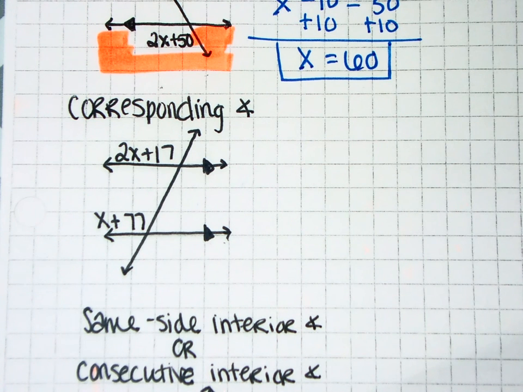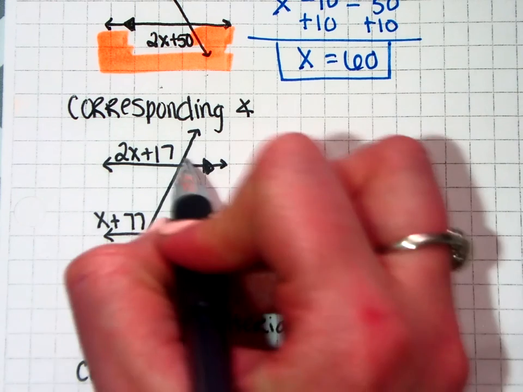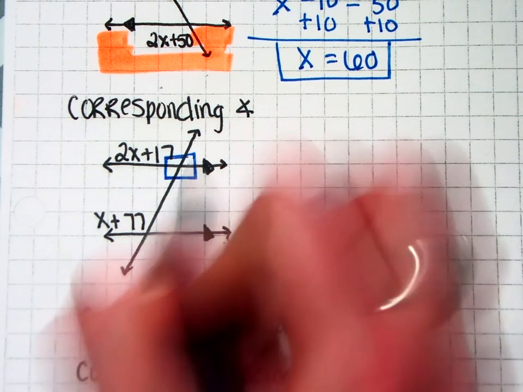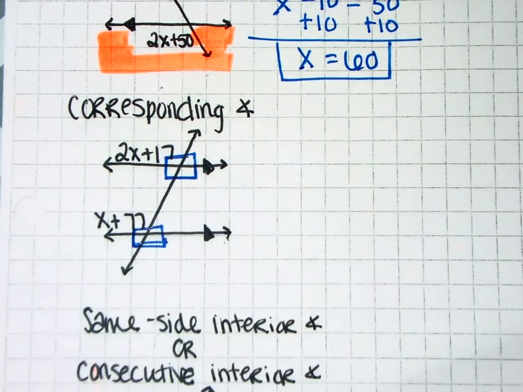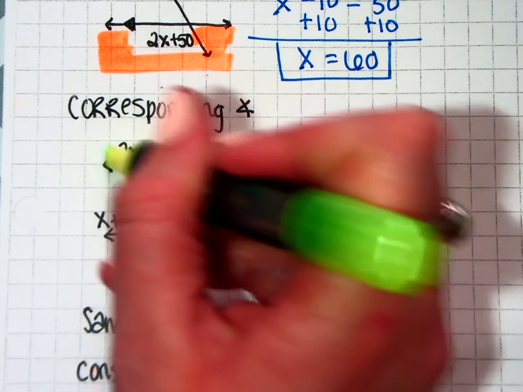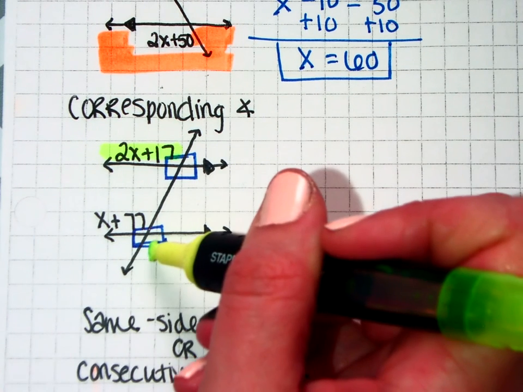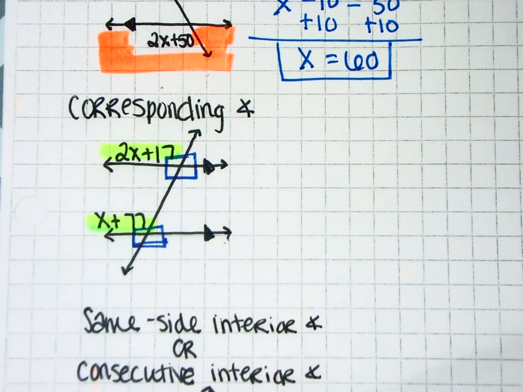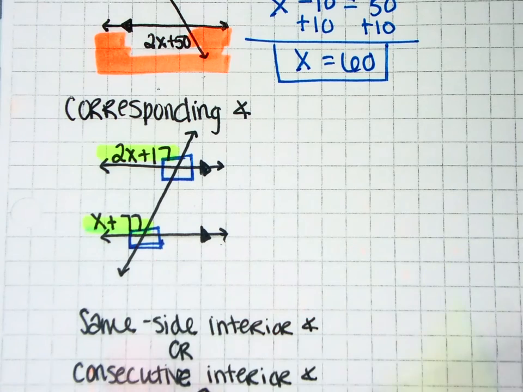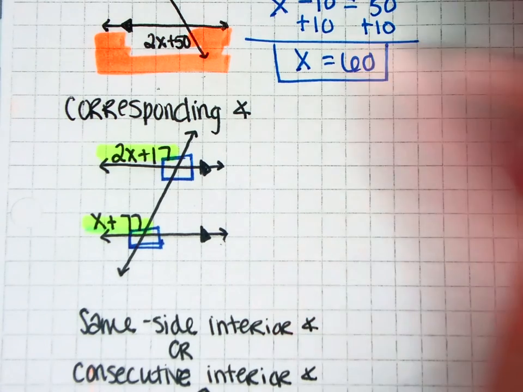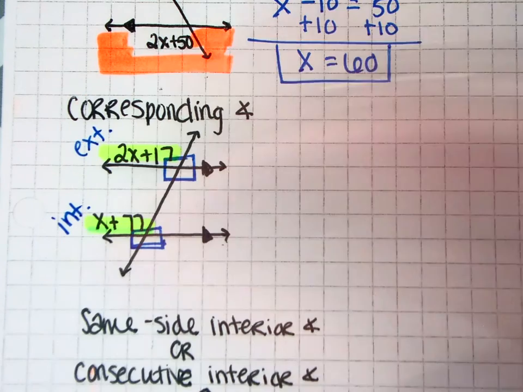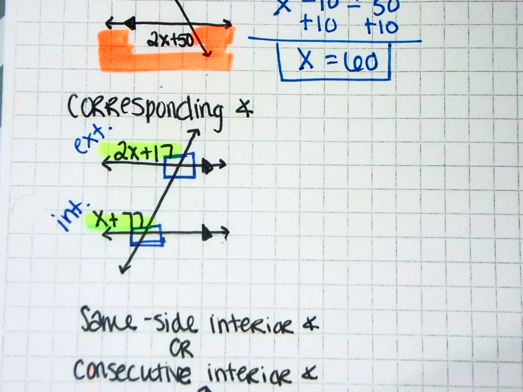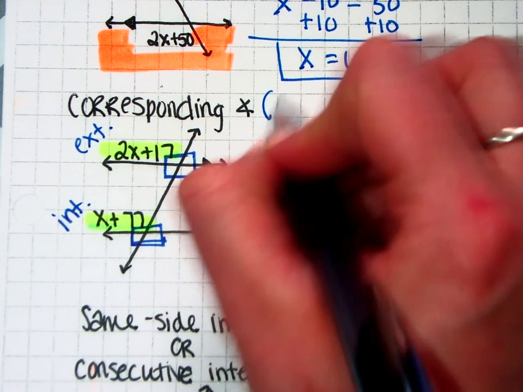So what that means is corresponding angles, if I were to group these into a set of 4, 2x is located in the upper left, x plus 77 is located in the upper left. So they are in corresponding locations when I'm looking at my picture. Also, one important fact is that one of them is going to be exterior and one of them is going to be interior. Corresponding angles we should know are also congruent.